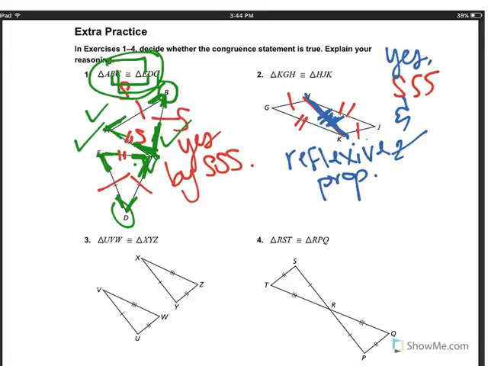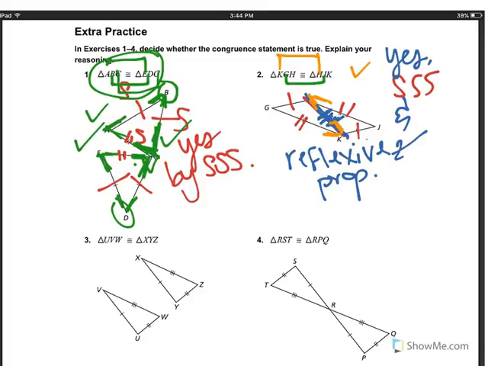Let's take a look at number 2. We can do the same thing. If we start with K, it needs to be congruent to H. Okay, so K is between the 3 tip marks and the 2. H is also between 3 tip marks and 2. So that first one's good.